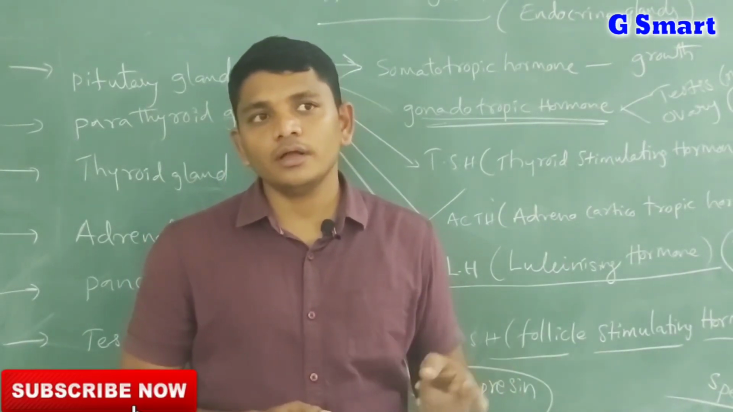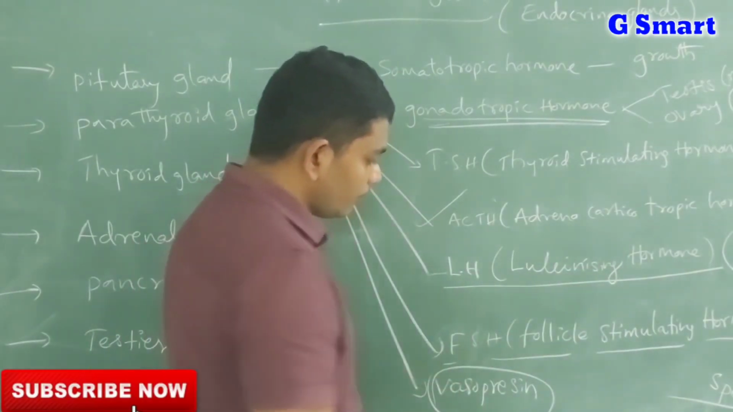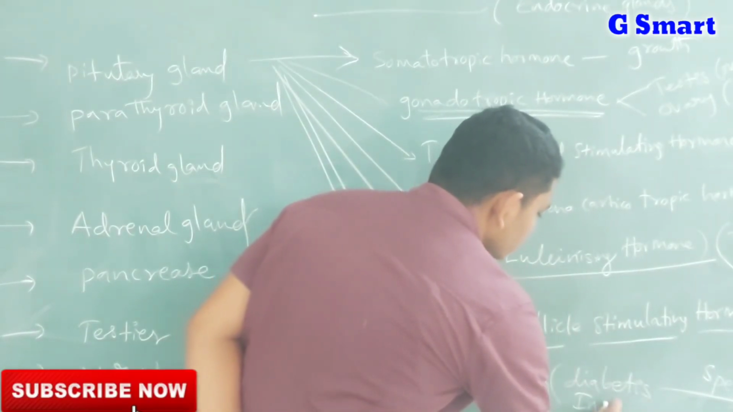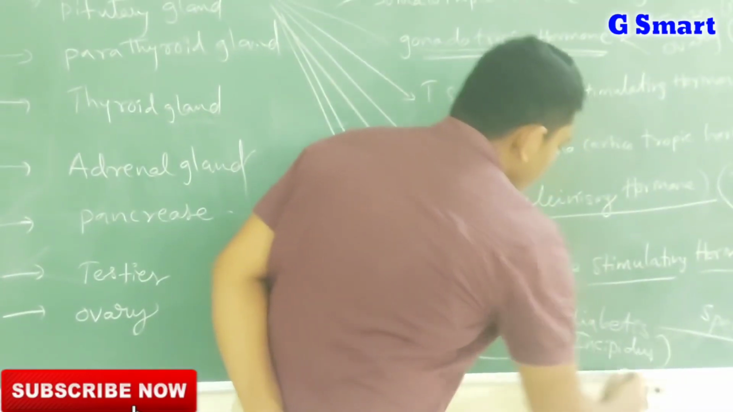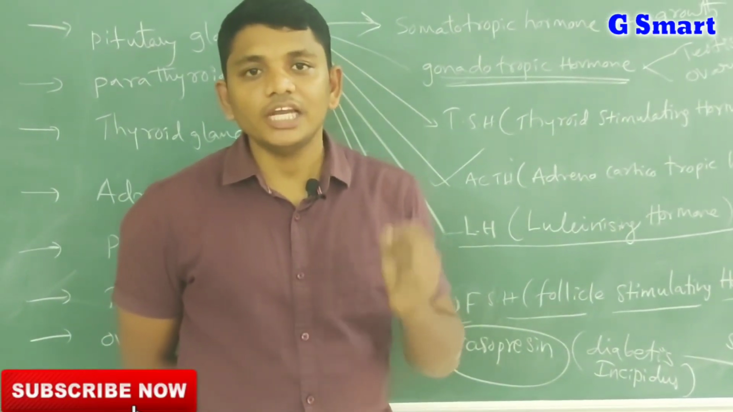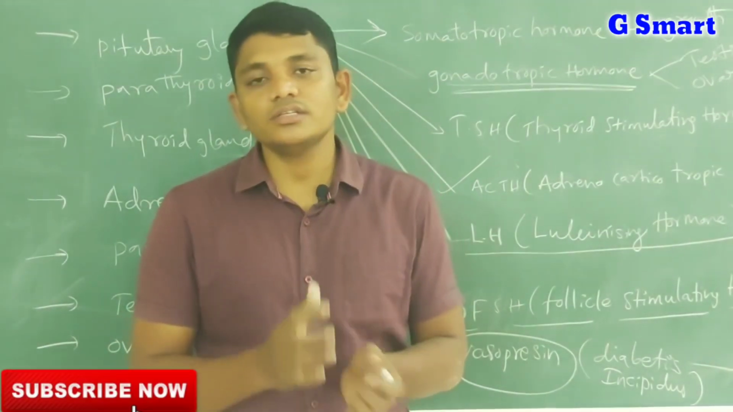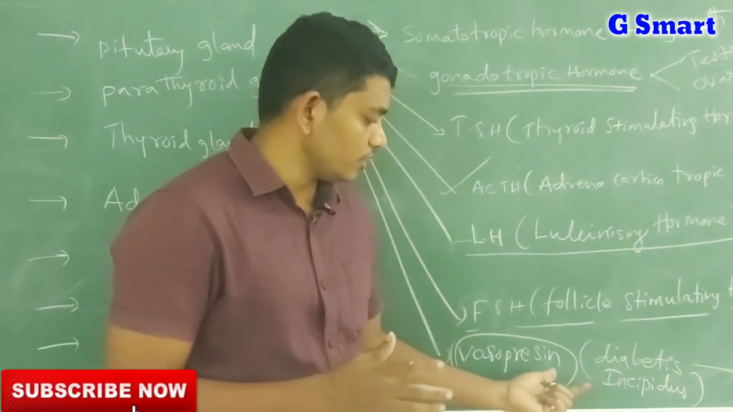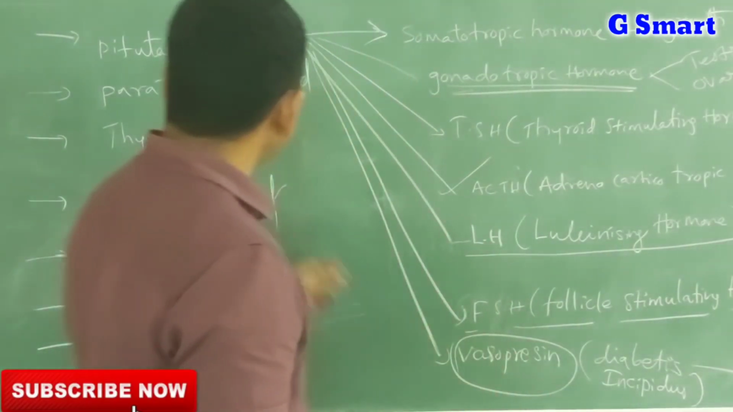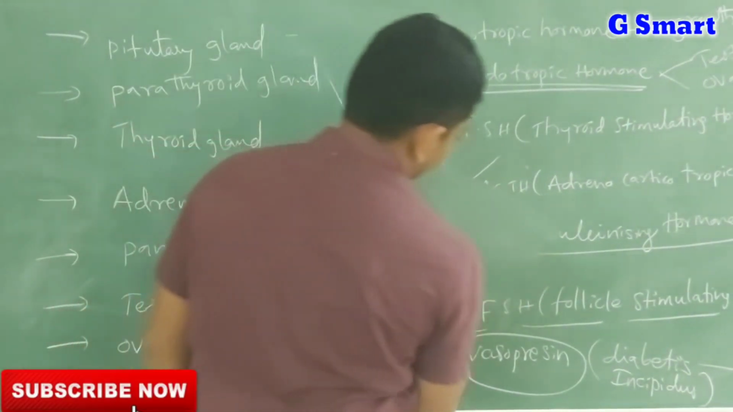For example, if this deficiency occurs in a male, then he suffers from diabetes insipidus. Diabetes insipidus is a disease caused when the levels of vasopressin decrease in the human body. If vasopressin is not released in the proper amount, then the person will suffer from diabetes insipidus. That means repeated urination may occur. Okay, next let us discuss the parathyroid gland.